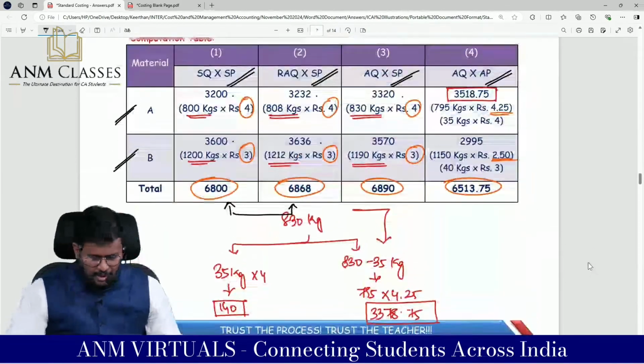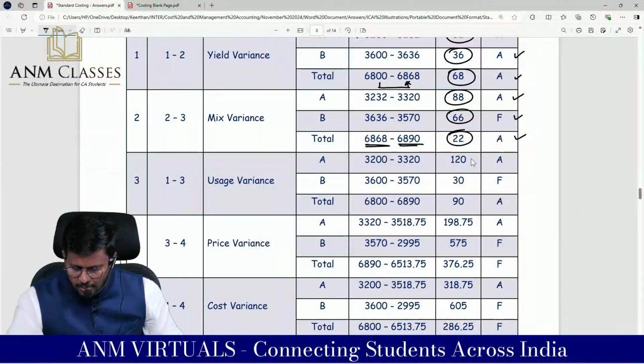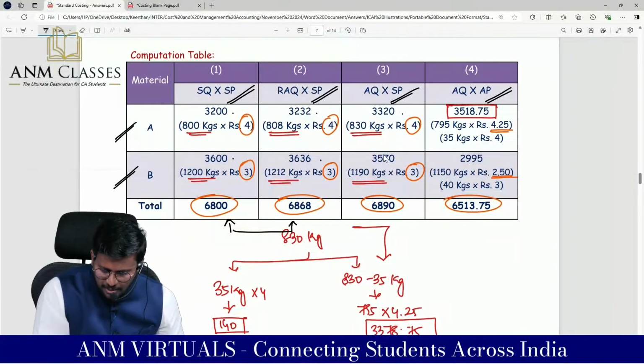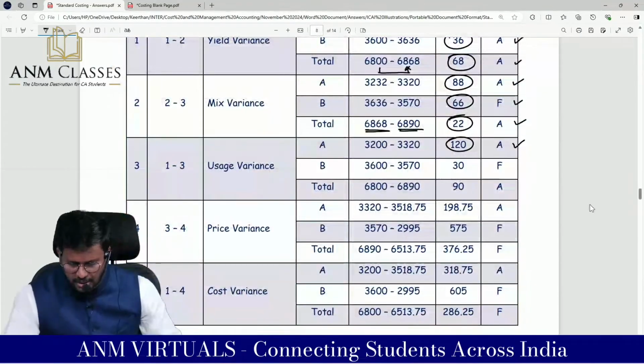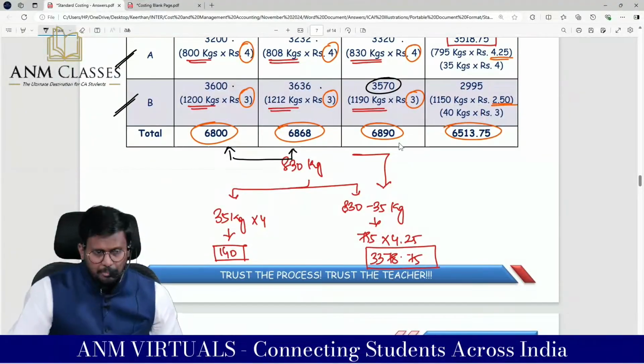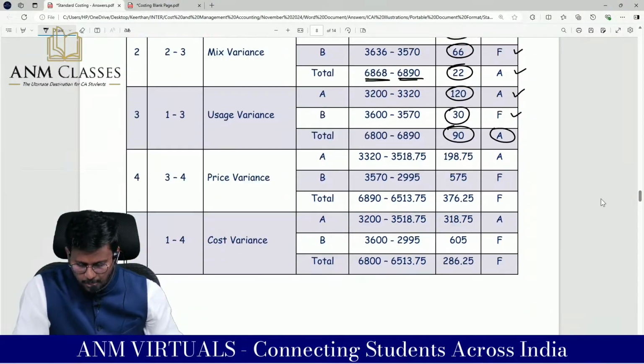Next one, material usage variance. 2 minus 3. 3200 minus 3320 comes to 120 adverse. 3600 minus 3570 comes to 30 favorable. Net, 6800 minus 6890 comes to 90 adverse. Shall I proceed? Yes, sir.